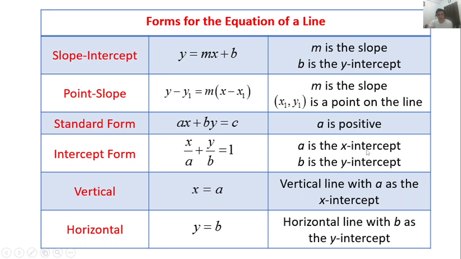Take note, when you say intercept, the point is located in the x and y axis. The vertical, we have x equals a. The vertical line with a as the x-intercept. The horizontal, y equals b. Horizontal line with b as the y-intercept. So these are the different forms of the equation of a line.